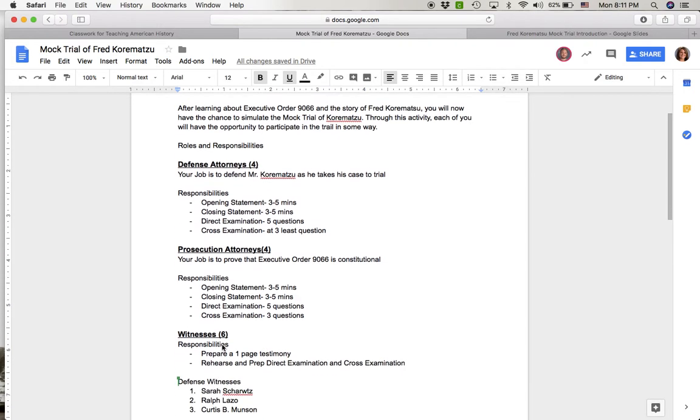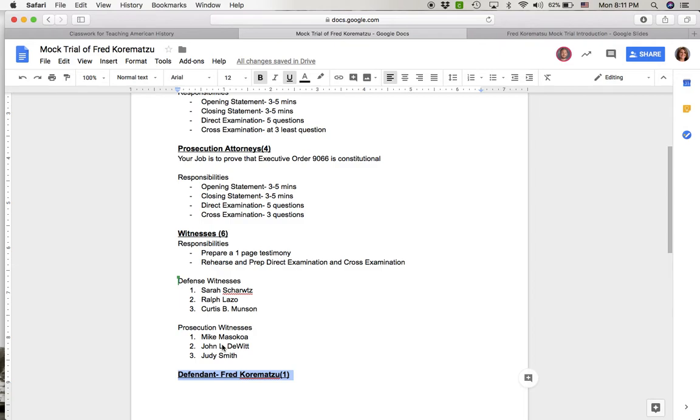Now, our witnesses, you see the defense witnesses and the prosecution witnesses. These people are going to be preparing a 1-page testimony. And then, of course, they are going to need to prep direct and cross-examination questions and how to answer those things. This 1-page testimony is essentially a 1-page write-up on who they are, what their beliefs are, and how they connect to this trial.